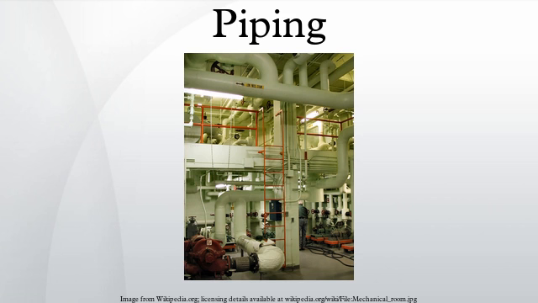Organizations that promulgate piping standards include ASME, the American Society of Mechanical Engineers, B31 Series, ASME B31.1 Power Piping, ASME B31.3 Process Piping, ASME B31.4 Pipeline Transportation Systems for Liquid Hydrocarbons and Other Liquids, ASME B31.5 Refrigeration Piping and Heat Transfer Components, ASME B31.8 Gas Transmission and Distribution Piping Systems, ASME B31.9 Building Services Piping, ASME B31.11 Slurry Transportation Piping Systems, ASME B31.12 Hydrogen Piping and Pipelines.